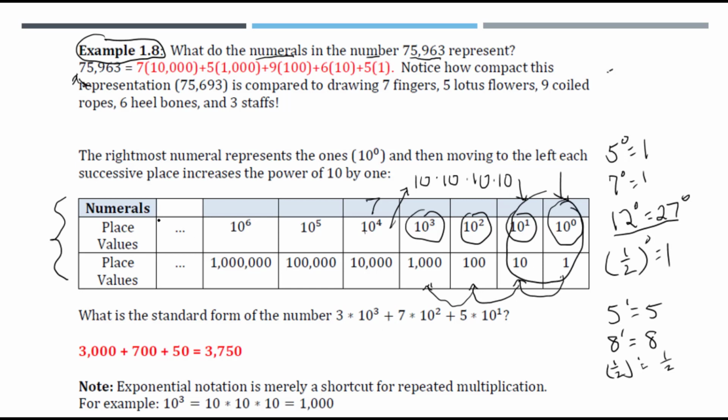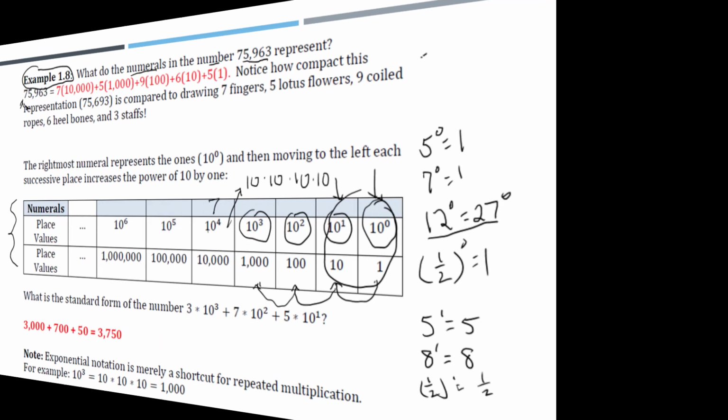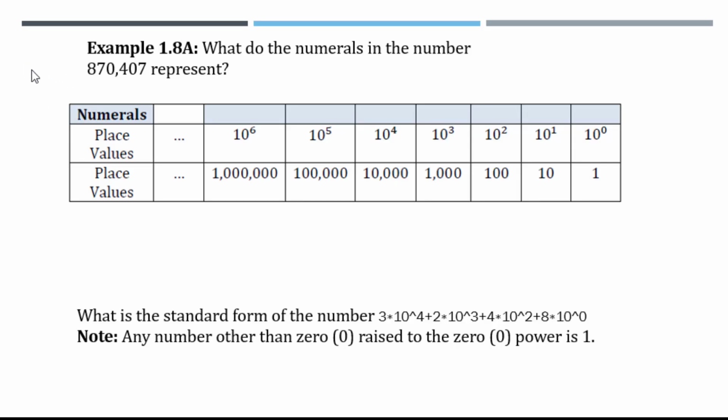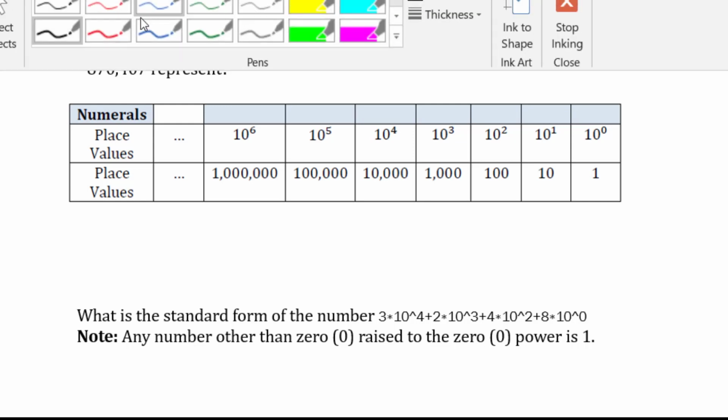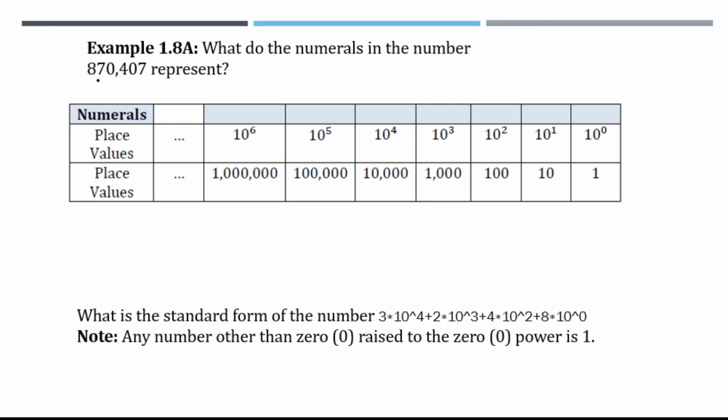Well, let's do example 1.8a. This is the one you have to do. Here it's asking what the numerals in the number 807,407 represent. So I'm going to start with the 8. The numeral 8 is not the number 8. That number is 8 10,000s. So 8 of those.